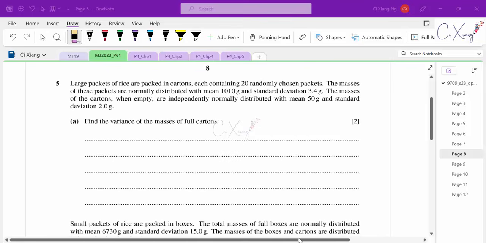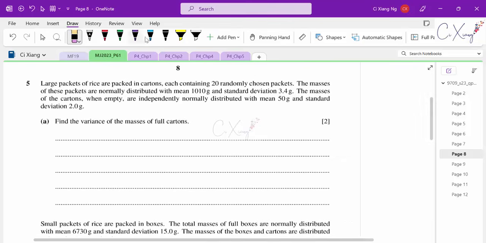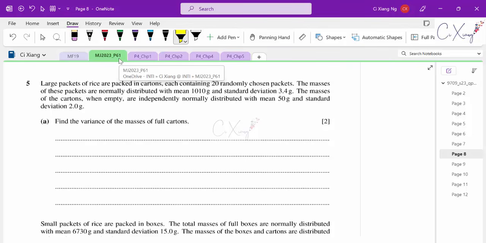Okay, so now we proceed to question number 5. Large packets of rice are packed in cartons, each containing 20 randomly chosen packets. The masses of these packets are normally distributed, so please highlight it, with this mean and also the standard deviation. The masses of the cartons when empty are independently normally distributed again, with mean 50 gram and standard deviation 20. So they want us to find the variance of the masses of full cartons.